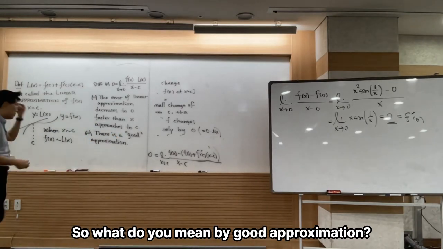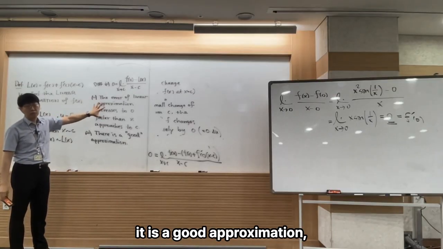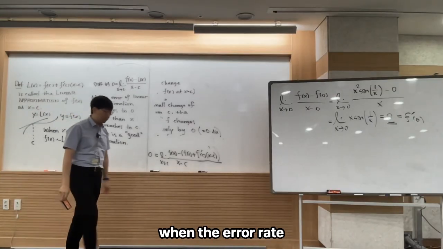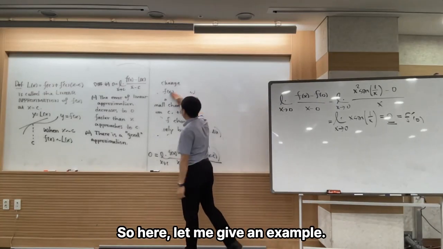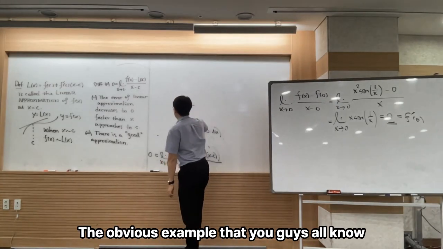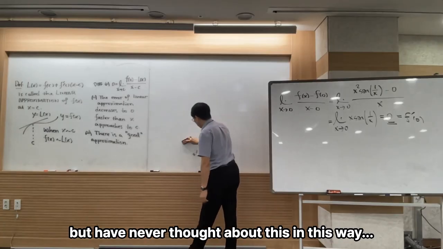Okay, so what do you mean by good approximation? We say it is a good approximation when the error goes to 0 faster than the rate at which x goes to c. So here, let me give an example. It's an obvious example that you all know, but had never thought about in this way.